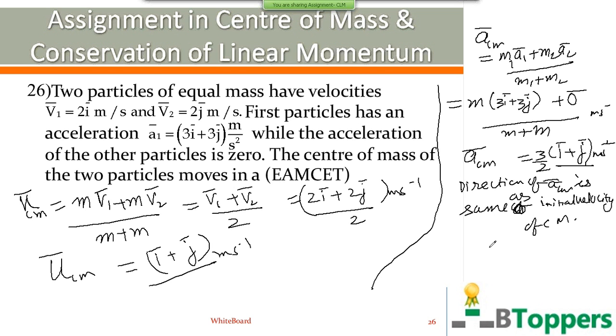Therefore, the velocity of the center of mass increases in magnitude and the center of mass moves in a straight line path. When acceleration is directly in the direction of the initial velocity, the path will be a straight line path. You can arrive at the same conclusion by another way also. If you want to copy the solution, you can take a pause and copy the solution.